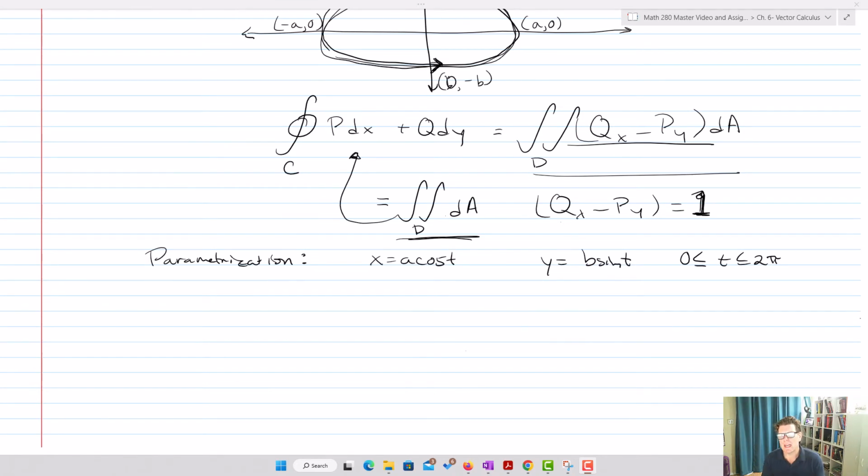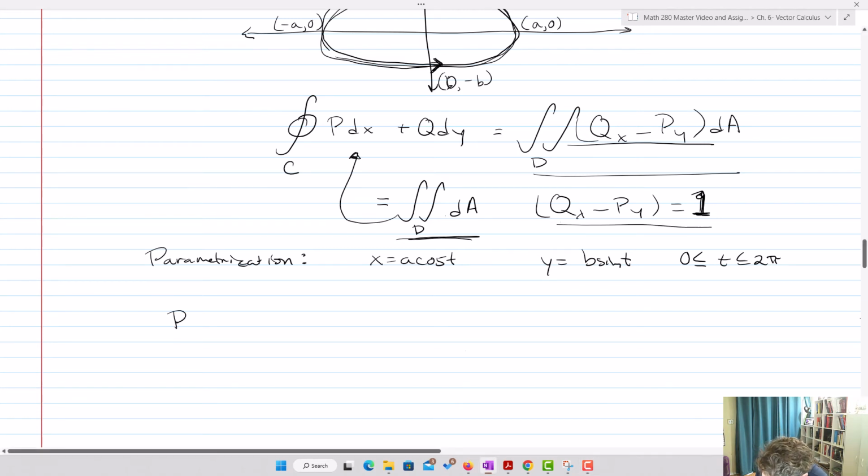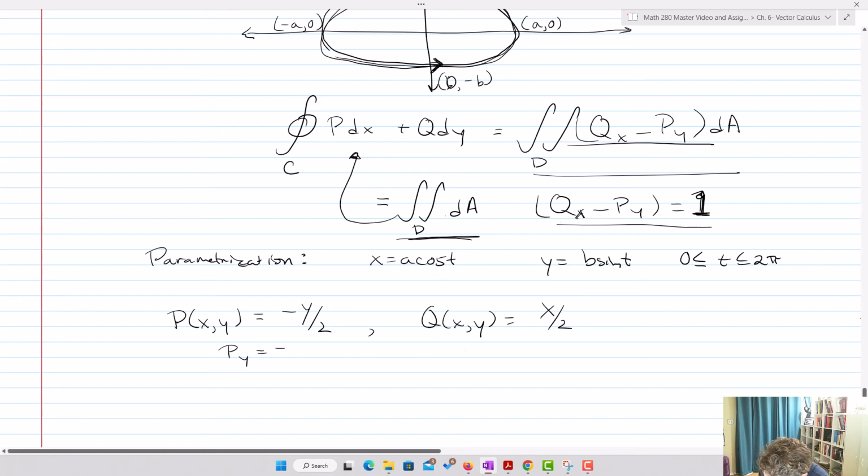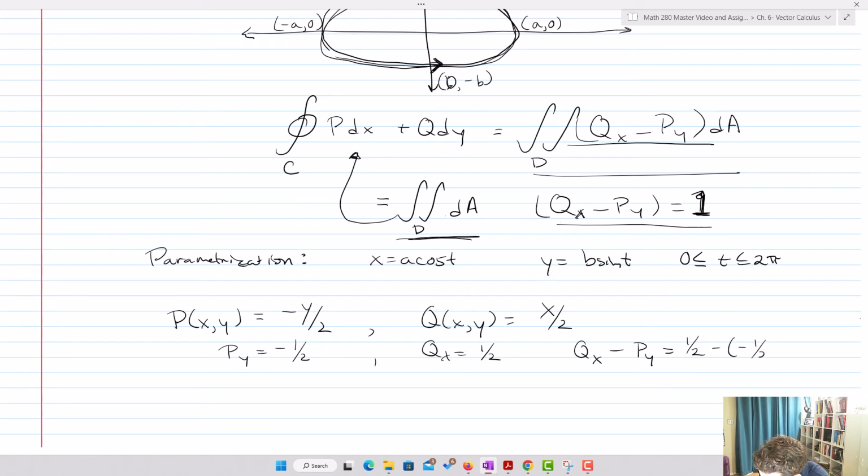So now what we need is to figure out what Q of x, y is and what P of x, y is. I need those two, when I subtract them, to equal 1. So we're going to suggest that if I take P of x, y equal to negative y over 2 and Q of x, y equal to x over 2, then when I take Qx minus Py, I'm going to end up getting 1. And so let's see if that's the case. I've got Py equal to negative 1/2. Qx is equal to 1/2. So Qx minus Py is equal to 1/2 minus negative 1/2, which equals 1.